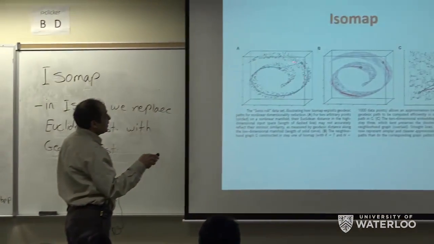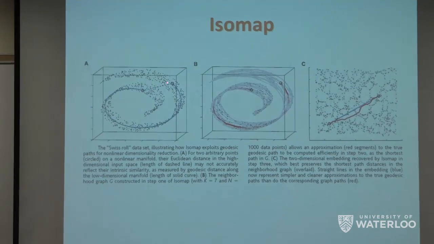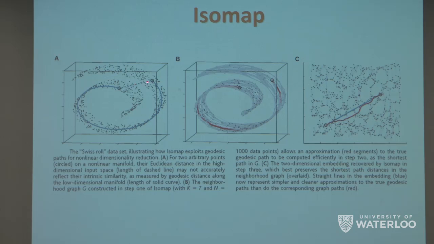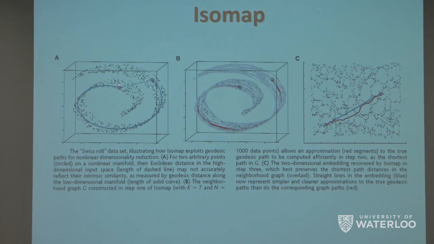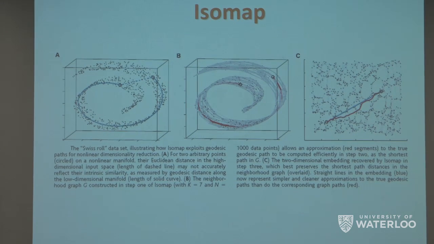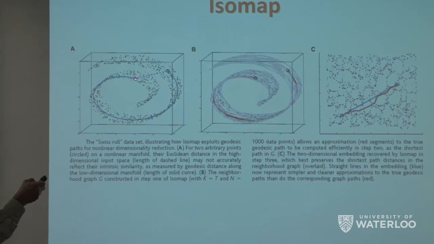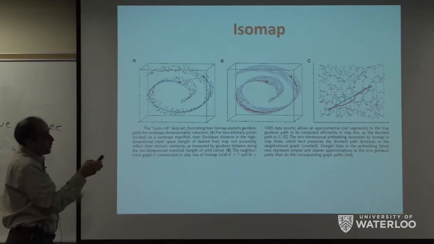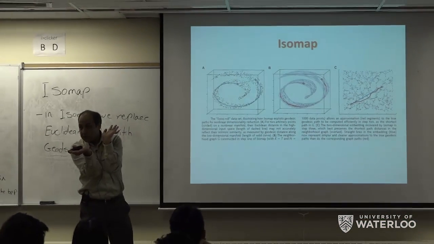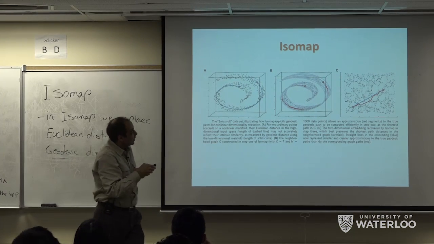Suppose that these are the points that I have. I explained to you that Euclidean distance between these 2 points is this short line, but that's not what we are looking for. We are looking for this distance because we would like to unfold this manifold on the low-dimensional space. So what I want to preserve between these 2 points in low-dimensional space when I'm unfolding this manifold is this distance, which is called geodesic distance.